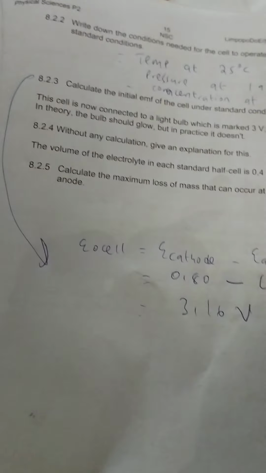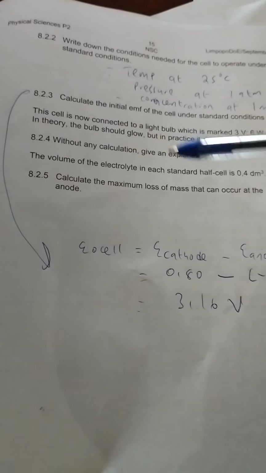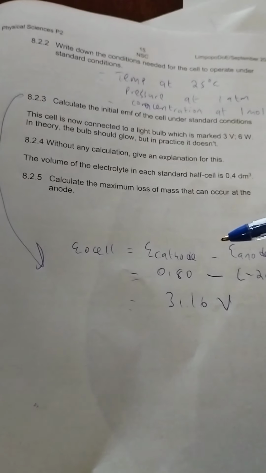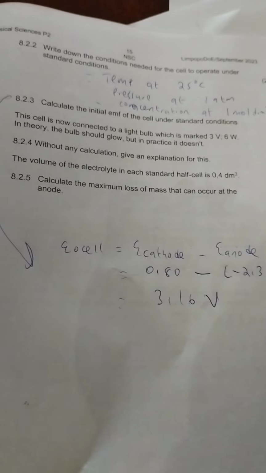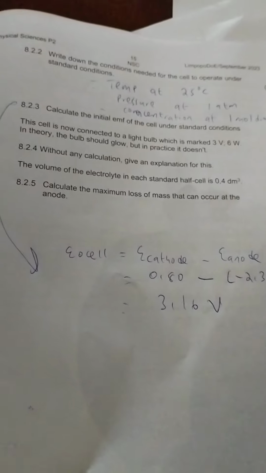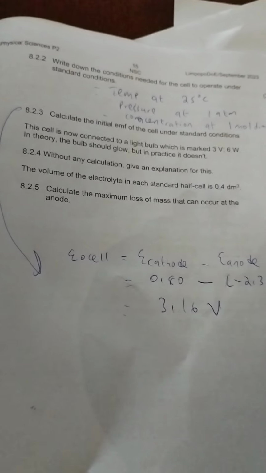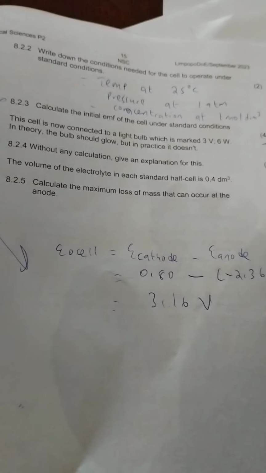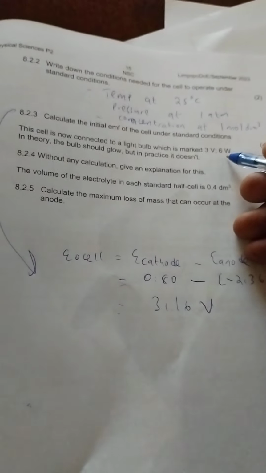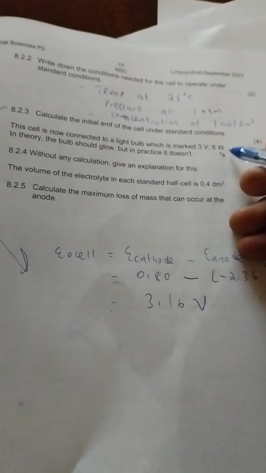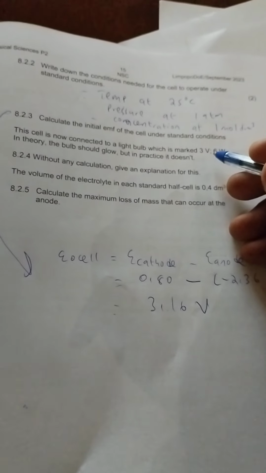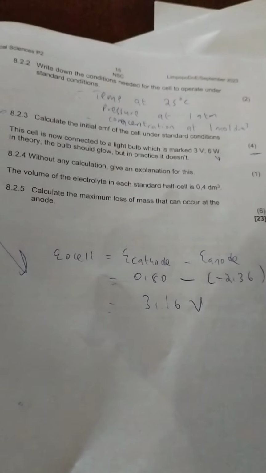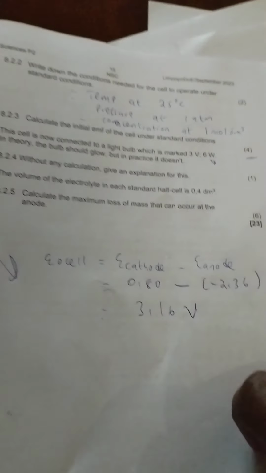Okay, let's quickly finish up before the battery dies. This cell is now connected to a light bulb, which is marked 3V and 6W. In theory, the bulb should glow, but in practice, it doesn't. Without any calculations, give an explanation for this. Now, the 6W: W means power, because it's watts. This is voltage. Is there any formula that will have power and also voltage?